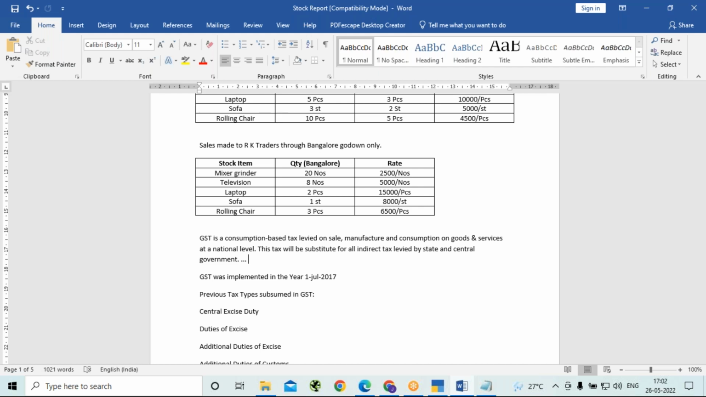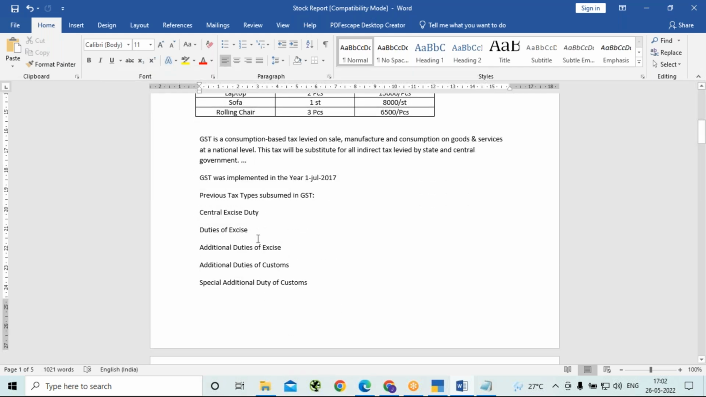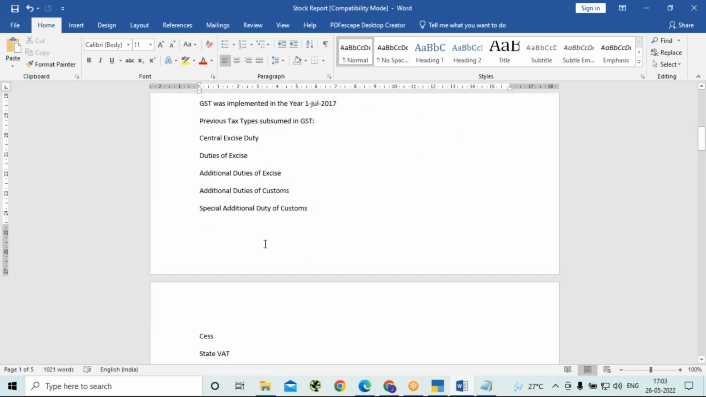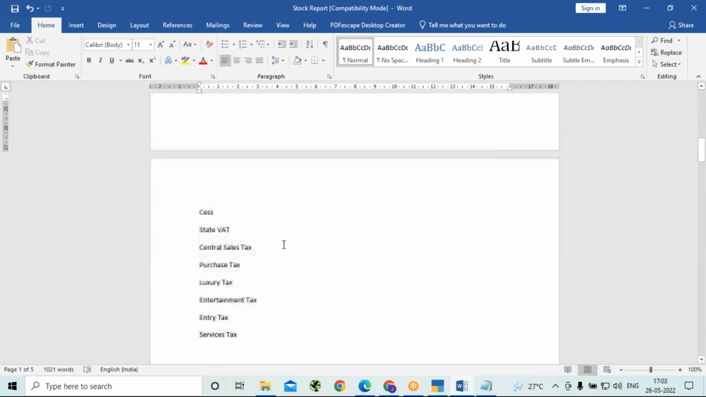So GST is a concept they brought in as one nation, one tax, where whatever taxes are collected are shared by both the central government and the state government. The tax types listed here have not been erased or eradicated. They are still there, but subsumed into one tax, where all the rules, regulations and guidelines were mixed up and finalized as the GST implementation guidelines.